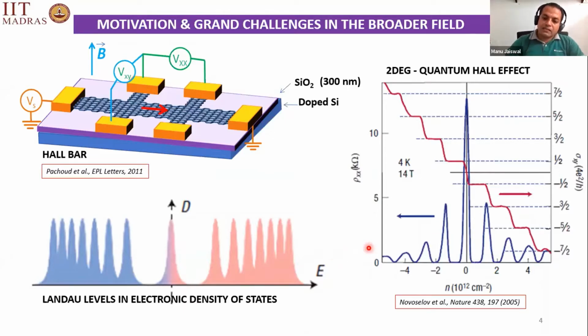If you apply that large magnetic field, then you get these oscillations in the longitudinal resistivity, which are shown here. And you also get very precise plateaus in the Hall conductance. In fact, this has become the definition of 1 ohm, the amount of Hall conductance you have, because that is defined in terms of the units of e squared by h. So this is all very well known, and I'll just tell you a short story of how I got interested in this field.